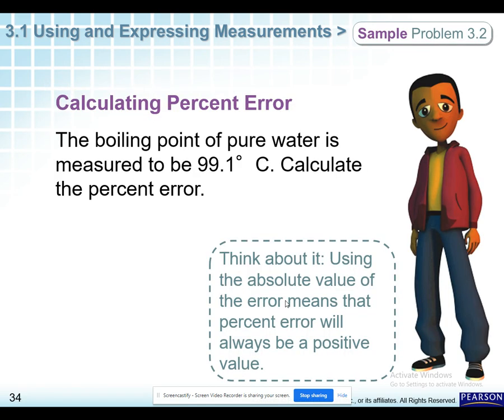So let's look at this. We're going to calculate the percent error of the last equation that we had. The boiling point of pure water is measured to be 99.1 degrees Celsius. Calculate the percent error. Down in the box it says, think about it. Using the absolute value of the error means that the percent error will always be positive. So that's what I was saying. This is an important concept: percent error will always be positive. If you get a negative, you have somehow made an error.